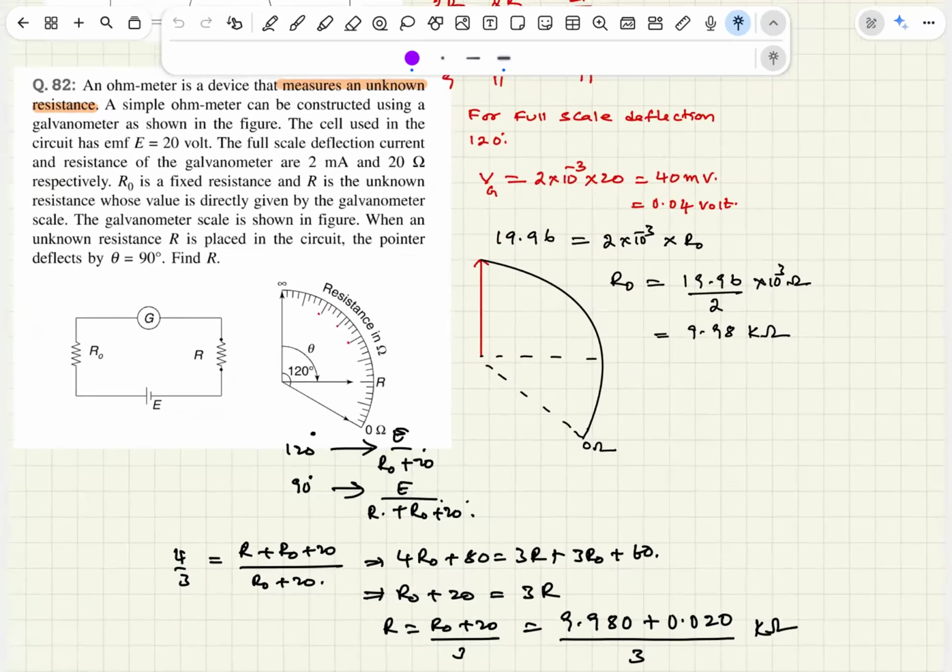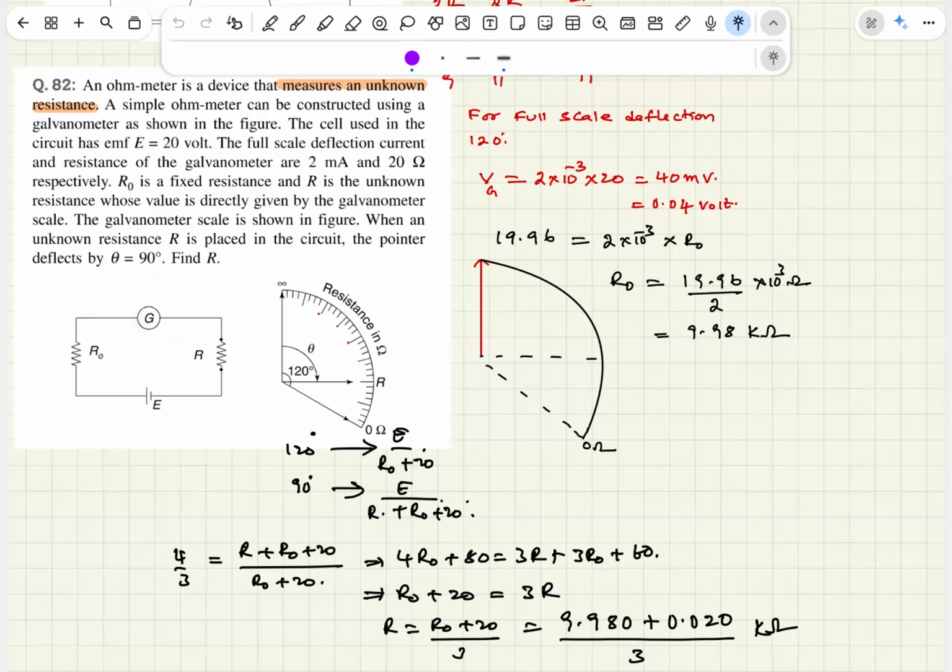An ohm meter is a device that measures an unknown resistance. I haven't taught you anything about an ohm meter because I am discussing a numerical. Actually, an ohm meter is a device like your multimeter. In fact, this is a multimeter. A simple ohm meter can be constructed using a galvanometer. Yes, here you have the galvanometer.